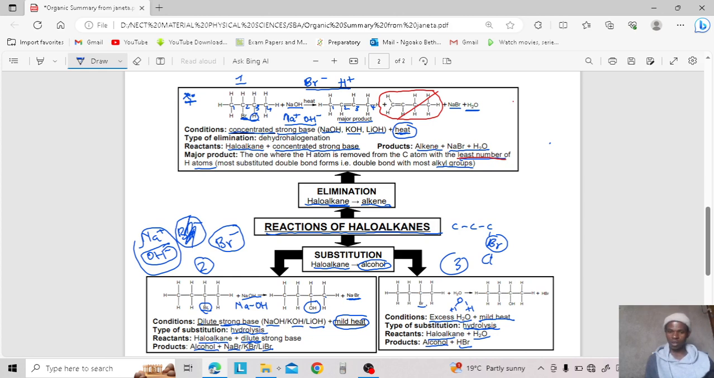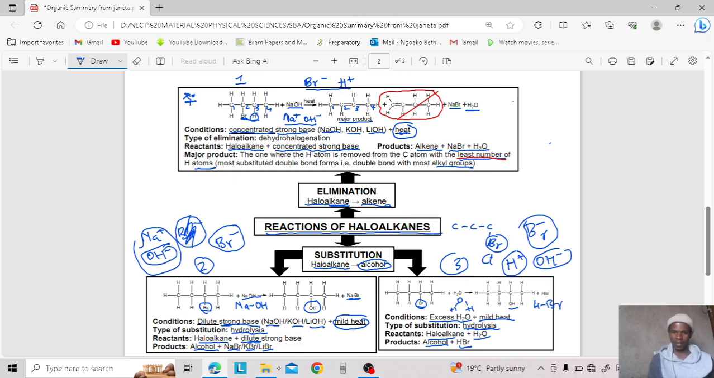Br has a charge of minus, so we add H2O, which is H plus and OH minus. The Br is replaced by OH, and the H plus bonds to the Br minus, because positive and negative bond together.